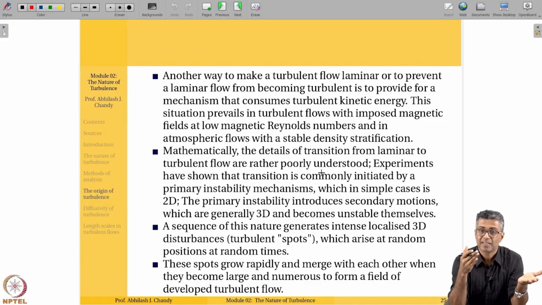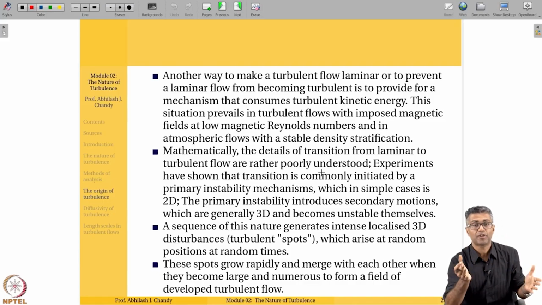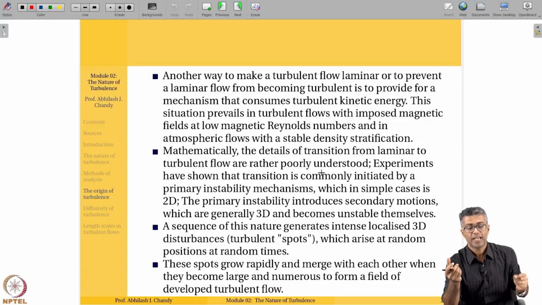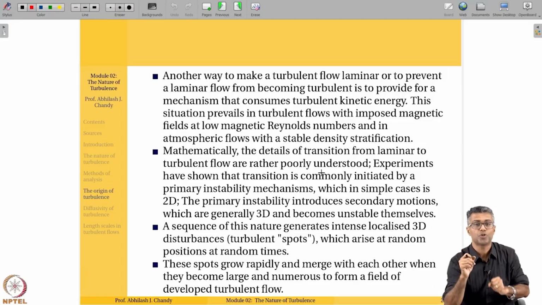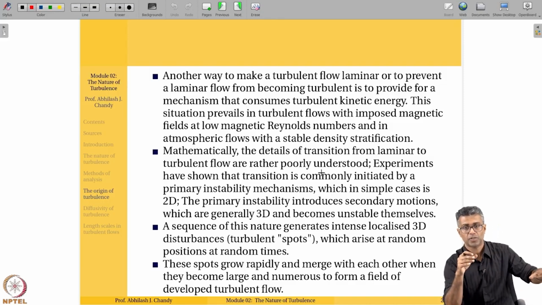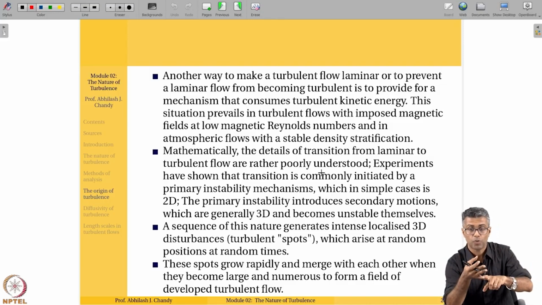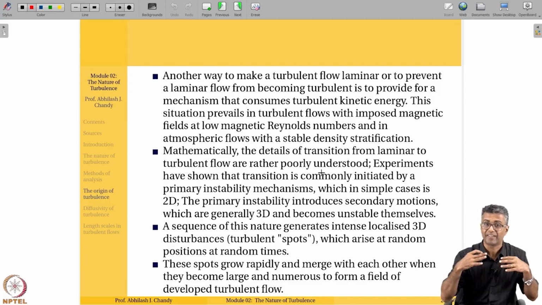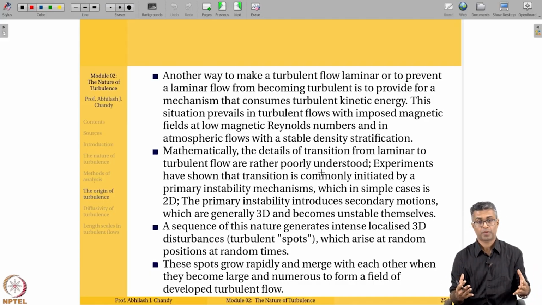So I talked about an example where the turbulence decays. Another way to make a turbulent flow laminar, in other words, the laminarization of a turbulent flow, is to provide a mechanism that consumes the turbulent kinetic energy, that takes up the turbulent kinetic energy. You can do this through an imposed magnetic field, for example, at very low magnetic Reynolds numbers. Okay, that's one way to do it. Impose a magnetic field, and that will sort of stretch the flow and re-laminarize the flow.